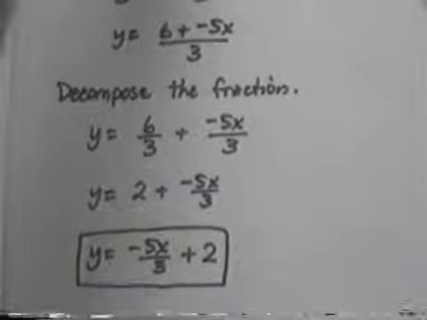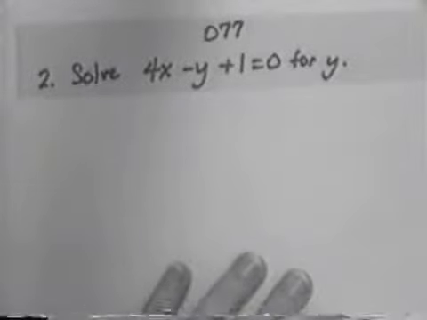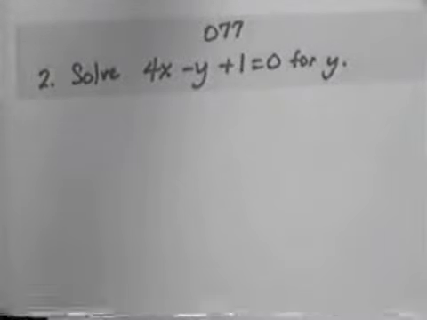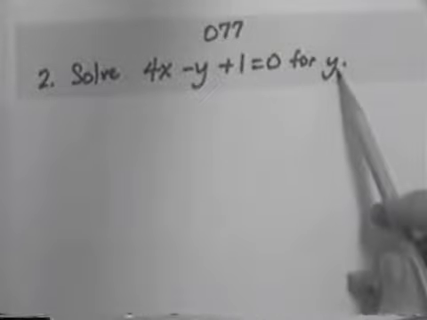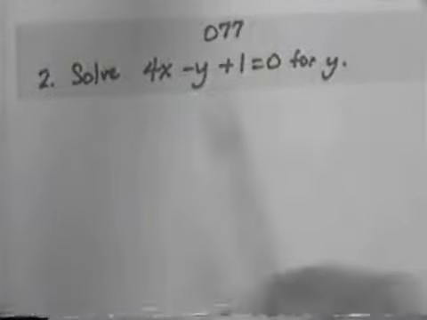Let's take another example. This example says, solve 4x subtract y plus 1 equals 0 for y. Once again, we're solving for y. Solve 4x subtract y plus 1 equals 0 for y. The letter that's designated is y. We want to get y by itself.